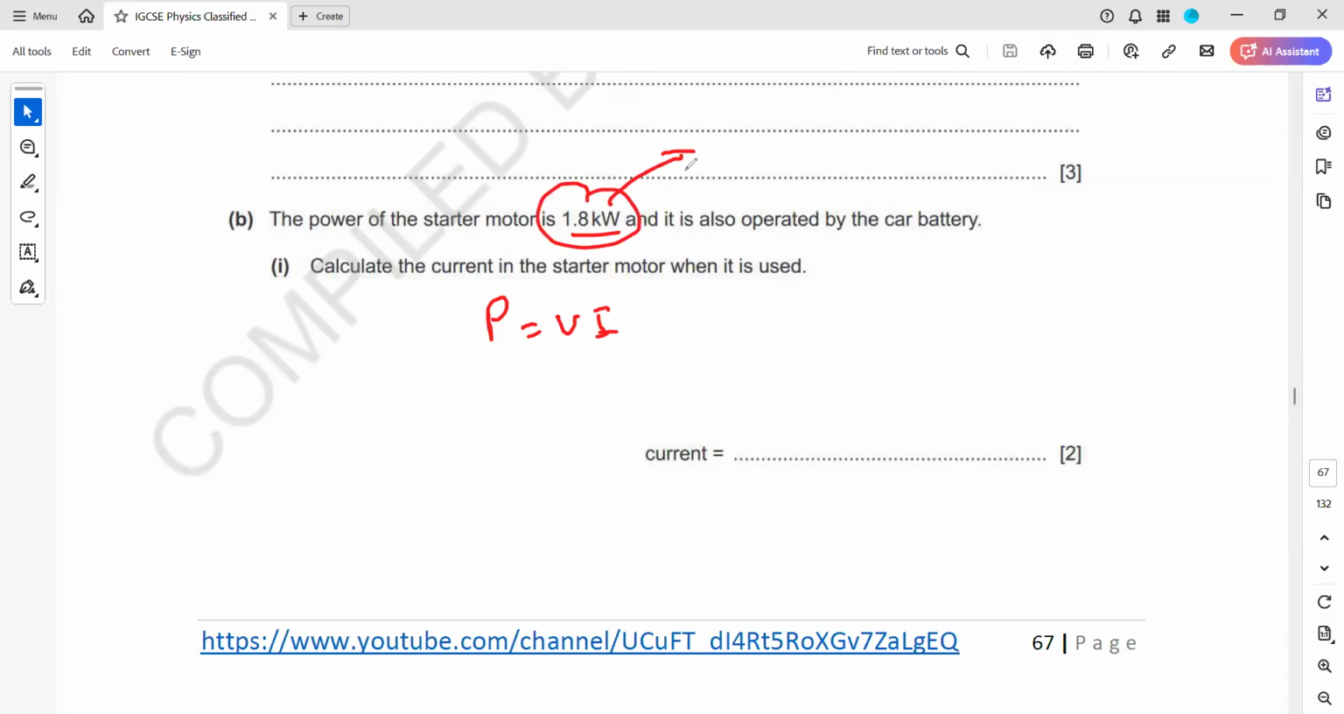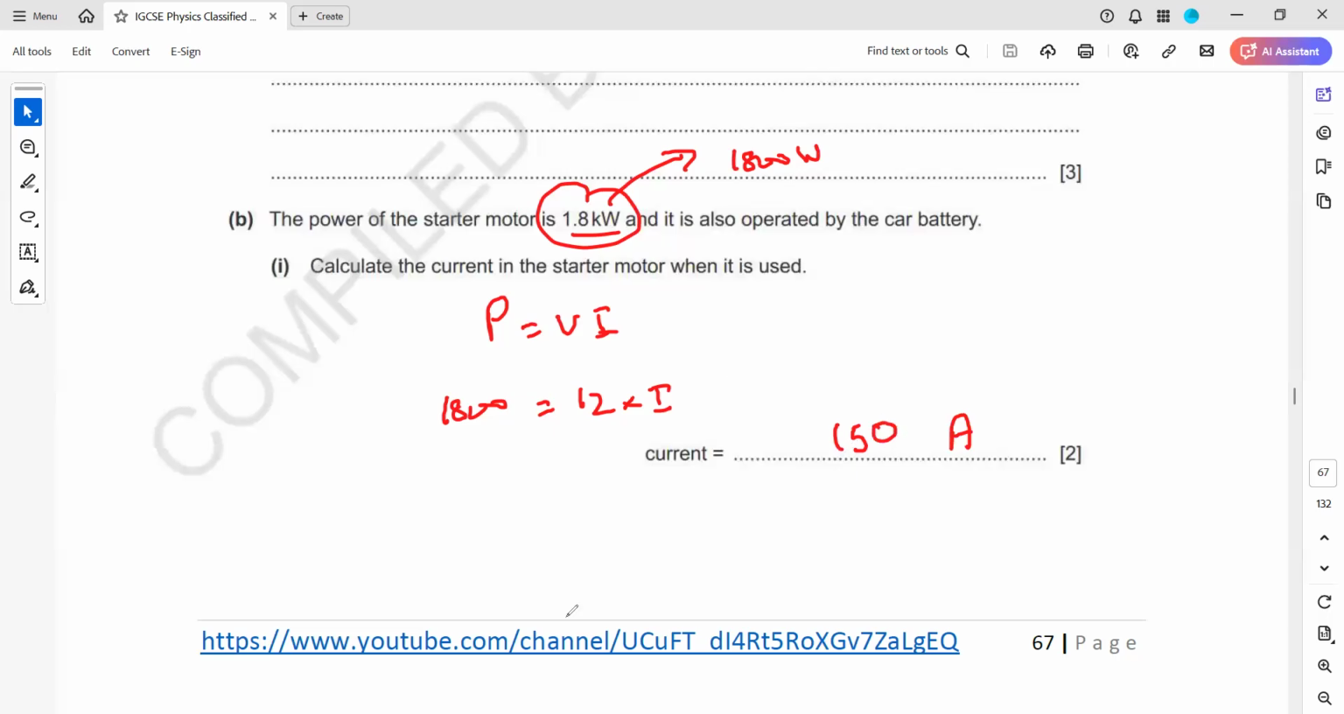1.8 kilowatt. How much in watt? So 1800 watts. Voltage is 12 and the current we don't know. We will divide it. 1800 divided by 12. What's the answer? 18 volts? Ampere, it should be ampere. Okay, 1800 divided by 12. 150 is the answer.